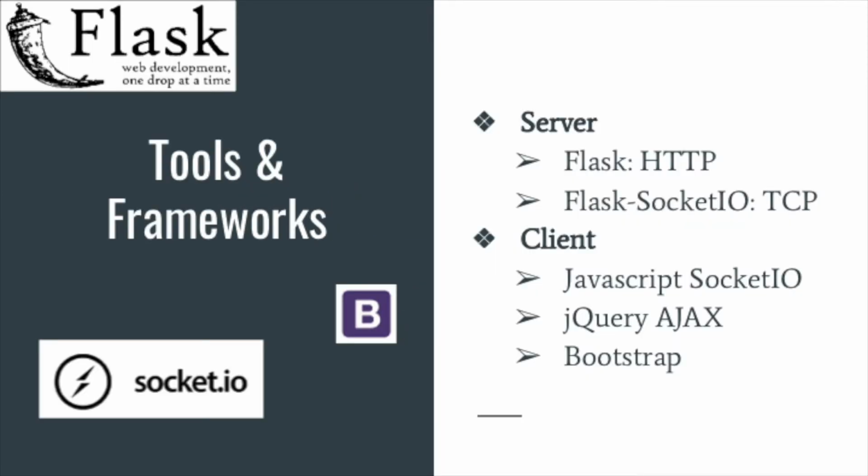On the server side of our application, we use Python Flask to handle HTTP requests and Flask Socket I/O to handle TCP communication. On the client side, we use JavaScript and jQuery to dynamically modify HTML elements to deal with AJAX requests and to handle TCP communication. We mainly use Bootstrap for styling, and everything that happens in our chat app is stored at the server.